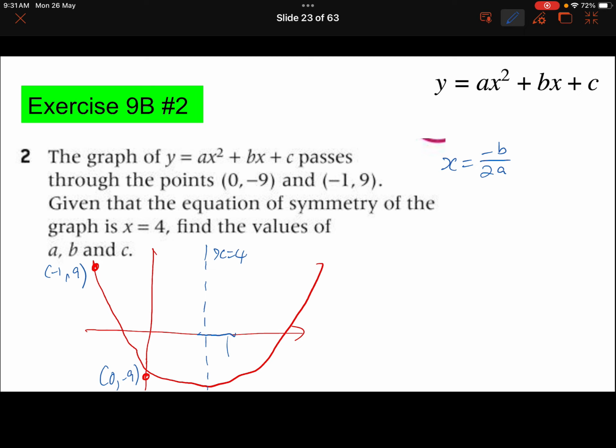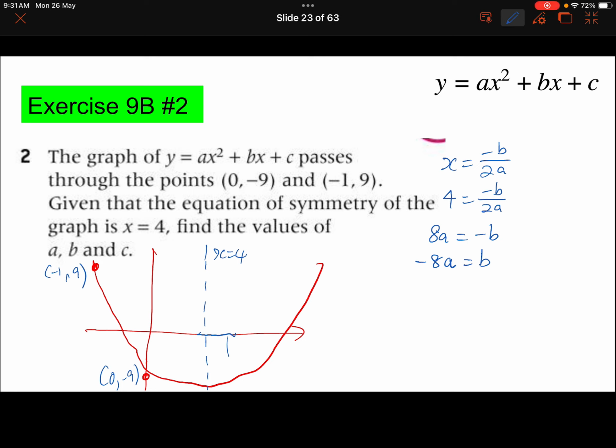Now, we know that the axis of symmetry is x equal to 4, so I'm going to substitute x to be 4, and I'm going to have 4 equal to -b over 2a. And if we try to simplify this equation further by multiplying by 2a on both sides, you're going to get 8a equal to -b. All right, and so b generally could be written as -8a. Now, that would be my first equation that I have, okay? So we know that there is a relationship between a and b.